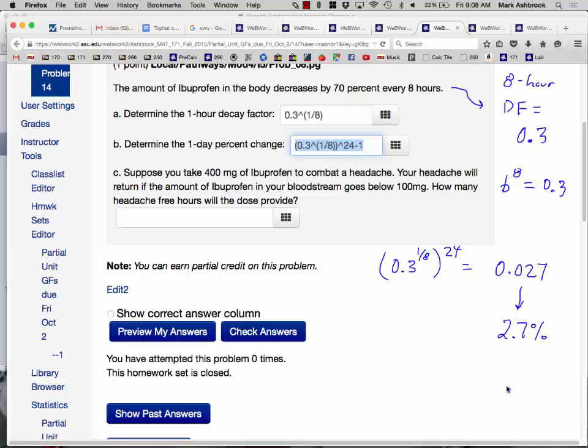So then what's the 1 day percent change? Yeah, so it's going to be everything that we lost. If we're keeping 2.7, we're going to lose 100 minus that. 97.3? Right, percent change will be negative. Thank you.